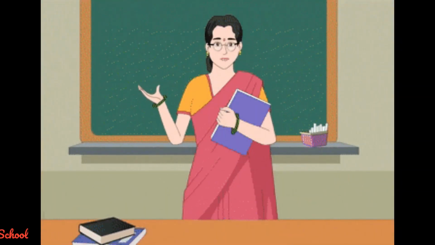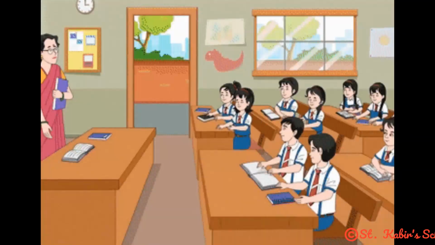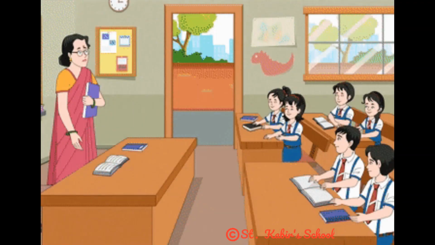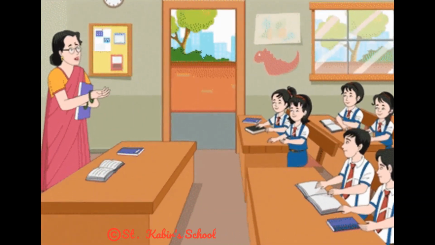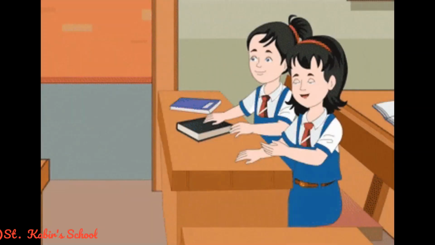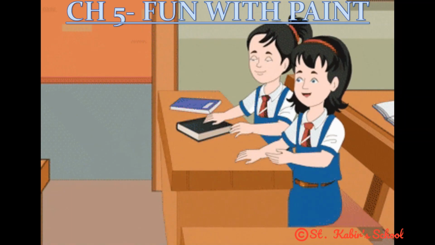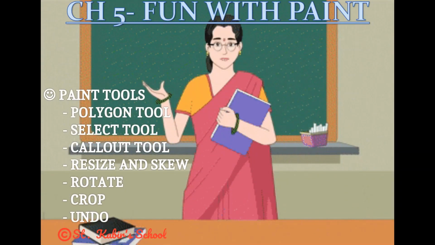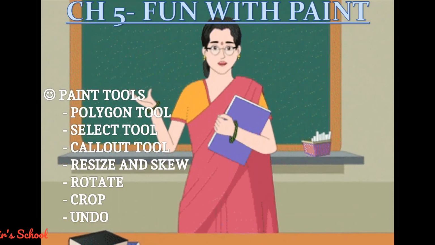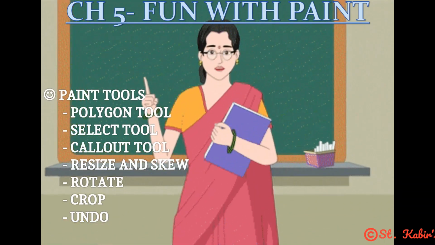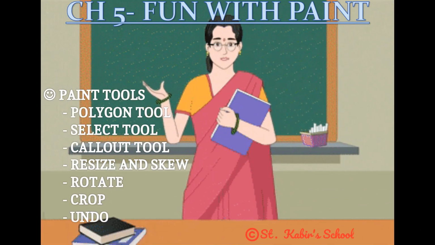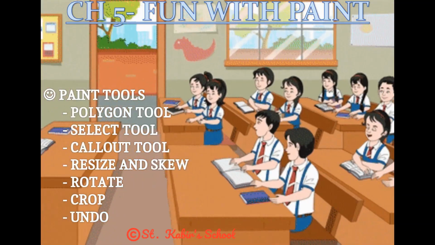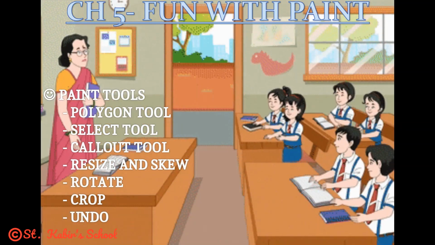In class 2, you have used Paint. And I remember you have drawn many beautiful drawings like birthday cake, snowman, boat and many more. Today we will see some more tools of Paint. We will start with chapter number 5, that is Fun with Paint. And we will cover polygon tool, select tool, call out tool, resize and skew, rotate, crop and undo. So see the demo carefully.